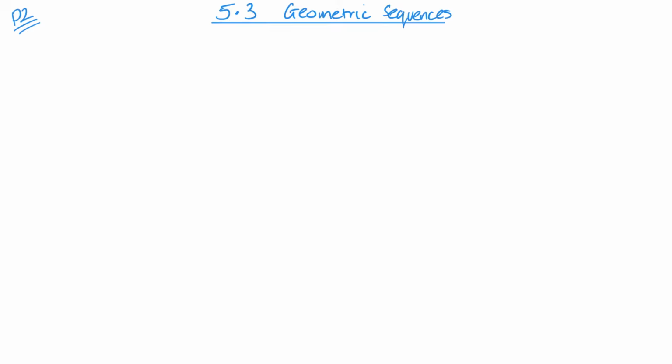Welcome to P2. Today we are looking at geometric sequences, Unit 5.3. Now, a geometric sequence is a little bit different to the arithmetic sequence, in that the arithmetic one was to do with essentially what number you add to the next one, so that the difference between each term was always the same, whether you were increasing or decreasing.